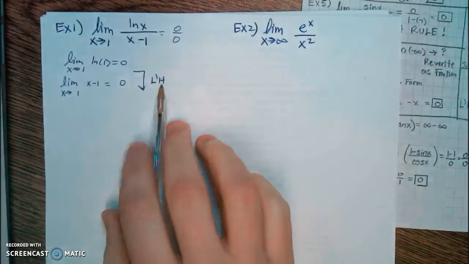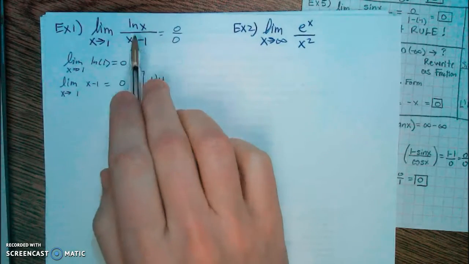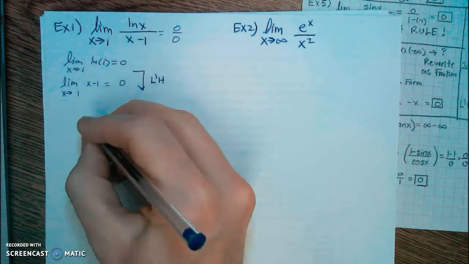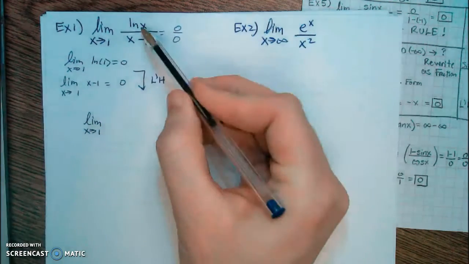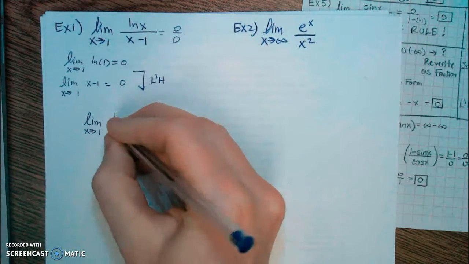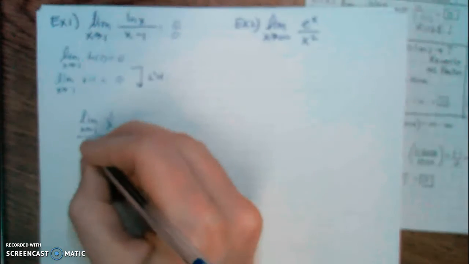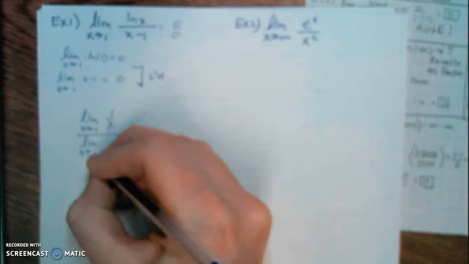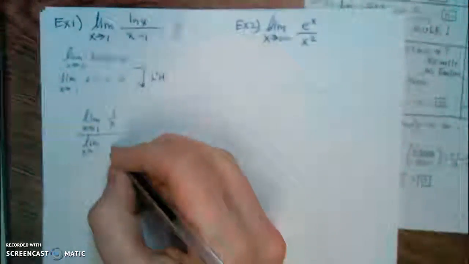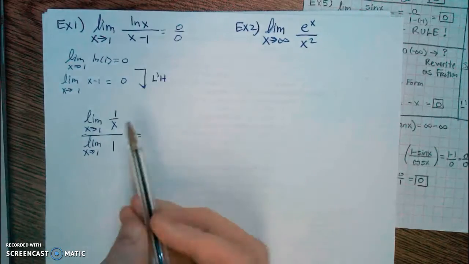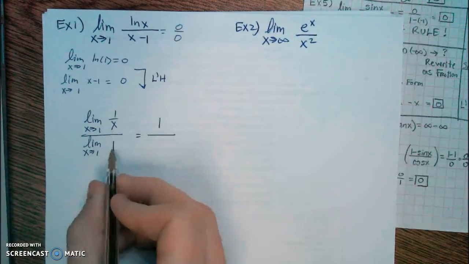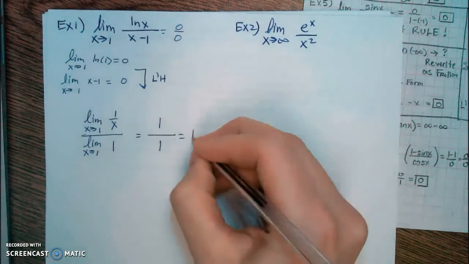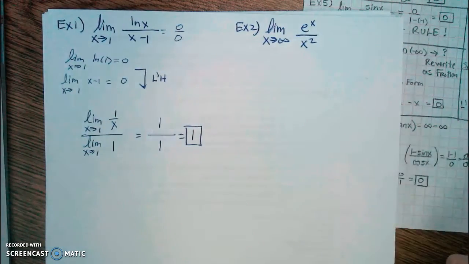So to use it, now we would take the derivative of the top and the bottom. So we're going to do the limit of the derivative. The derivative of natural log x is 1 over x, divided by the limit of the derivative of the bottom, which is just 1. And so here we get 1 divided by 1. And here the limit of 1 is 1. So the answer is 1. And we got an answer.